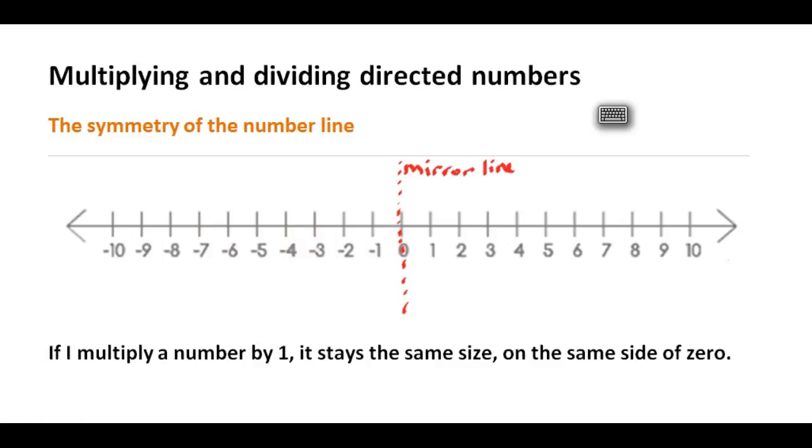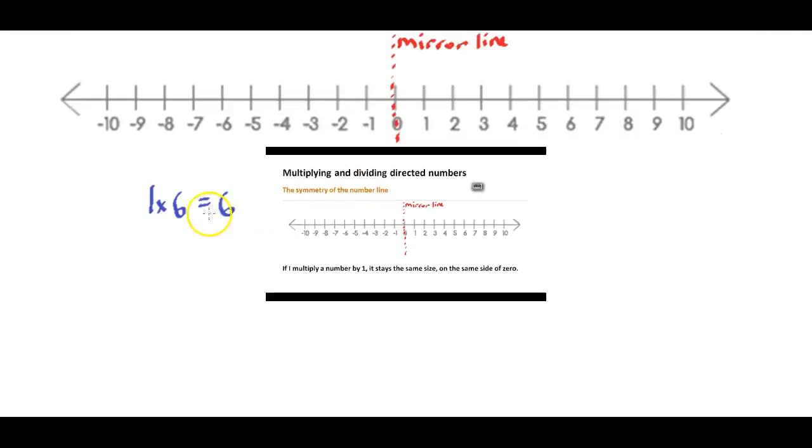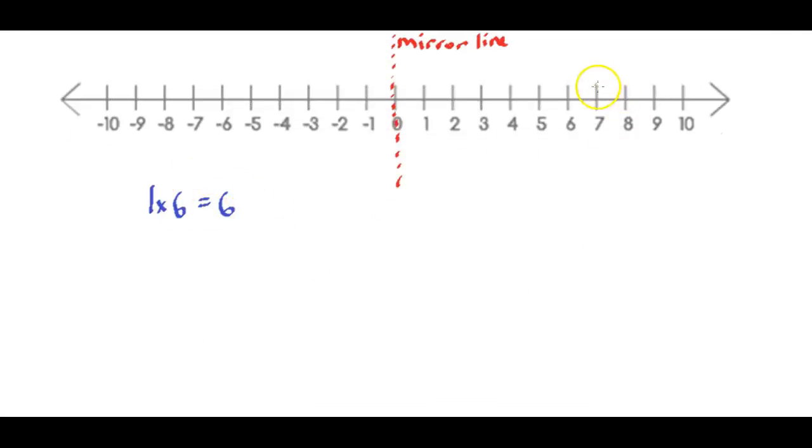If I multiply a number by 1, it'll stay the same size, as we know from our previous maths, and it will stay on the same side of 0. So if I do 1 times 6, I get an answer of 6. It stays the same size and stays right where it is. If I do 1 times negative 7, it will stay the same size and exactly where it is.